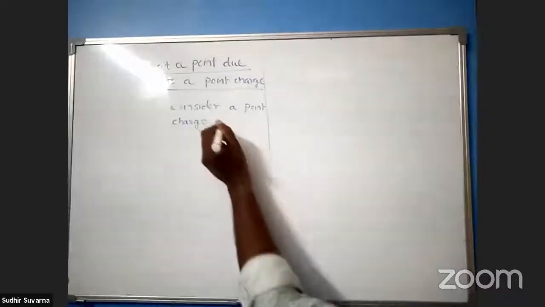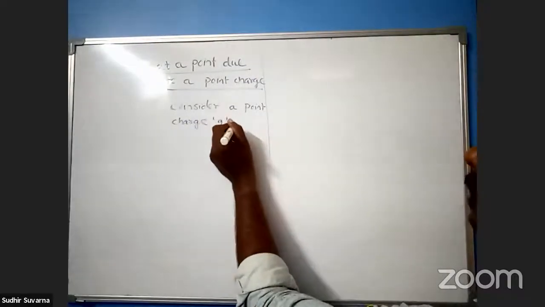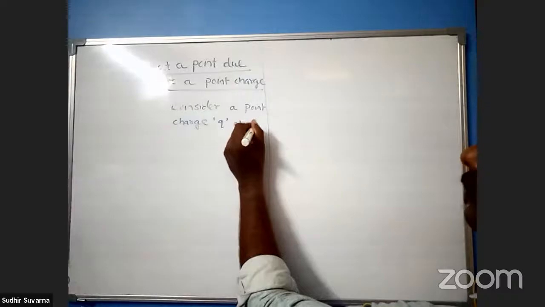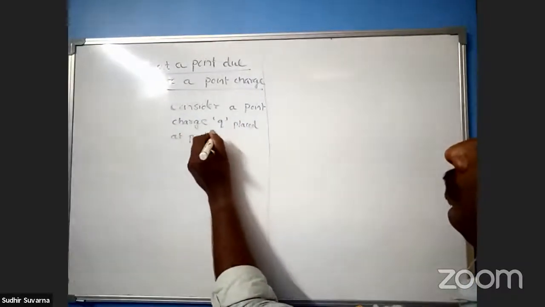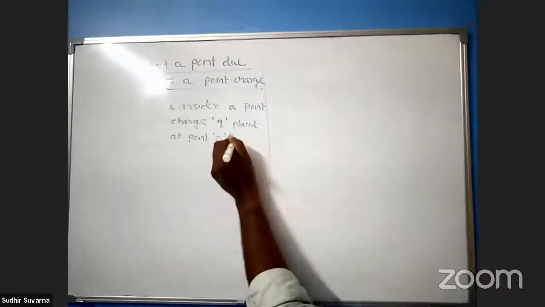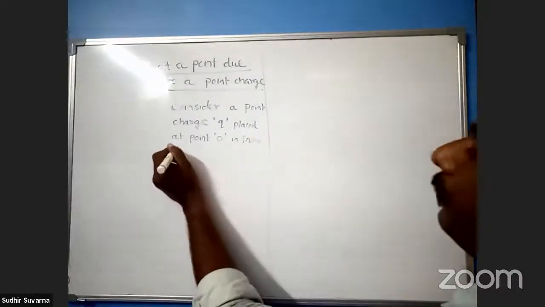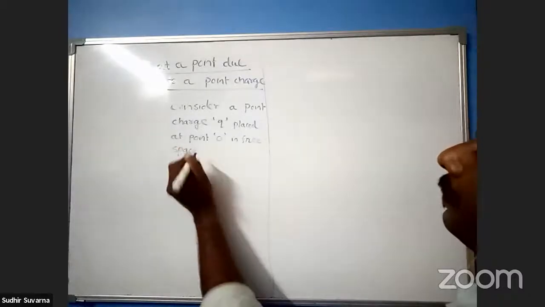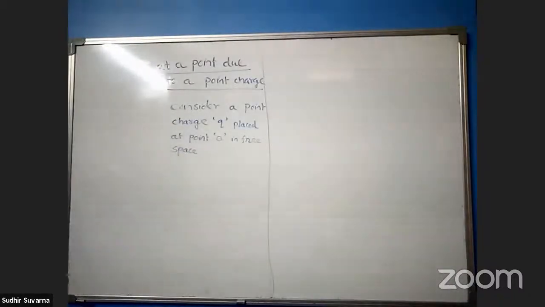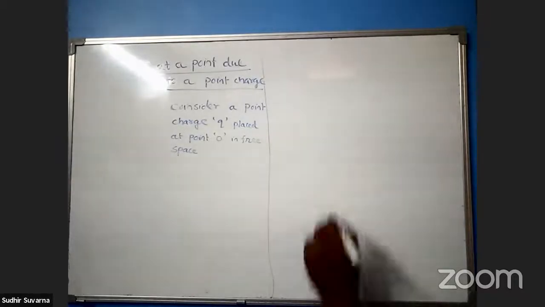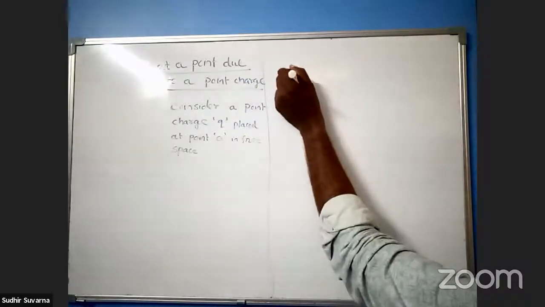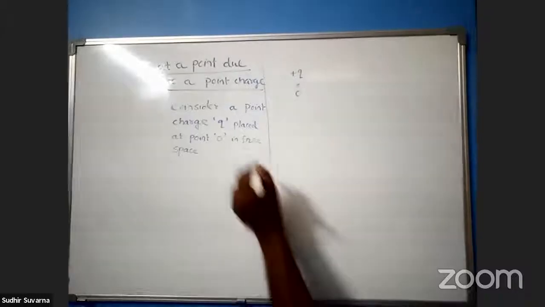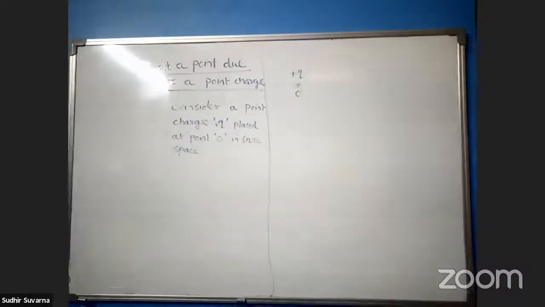So we'll take that charge to be Q, placed at point O, of course in free space. Right? Yes, sir. So it means you can assume there is a point here, that is O, where you have placed charge plus Q. So you can take this charge to be plus Q.